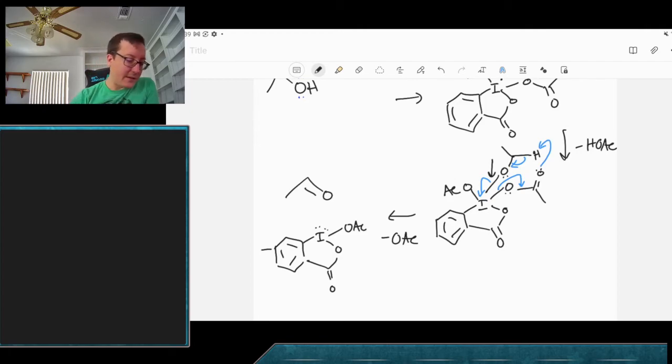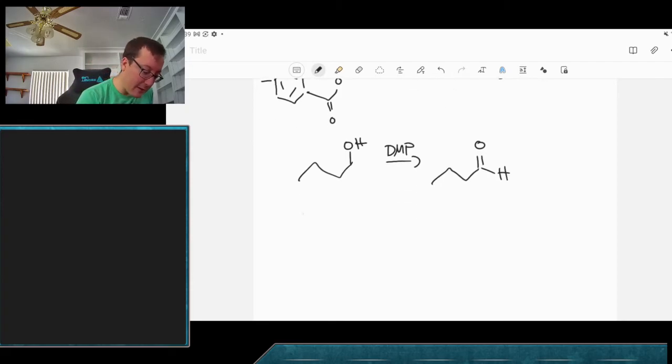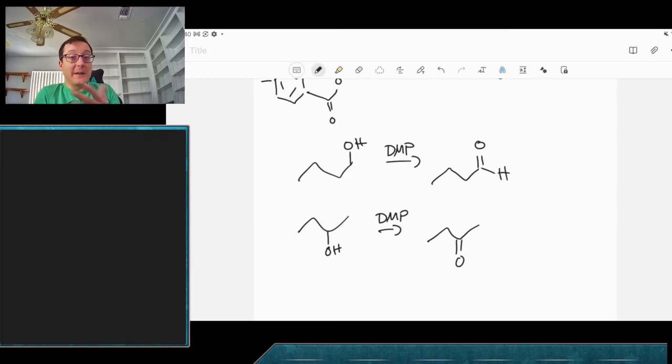Using DMP, how we might write that is simply DMP makes our aldehyde, or it makes our ketone if we have a secondary alcohol. And so it's quite simple. DMP is usually the standard go-to nowadays for mild oxidation of an alcohol. All right, that's kind of it. So it works on primary and secondary alcohols.